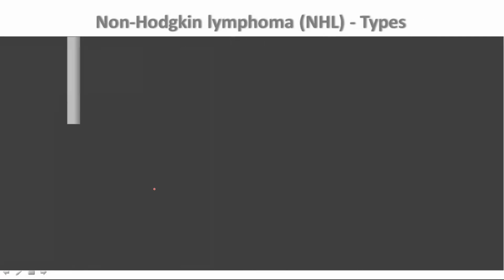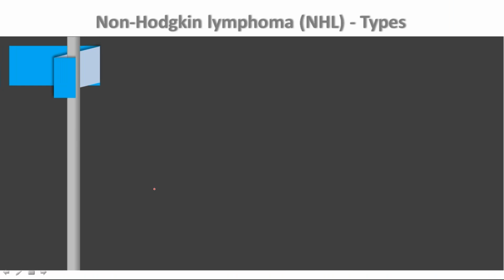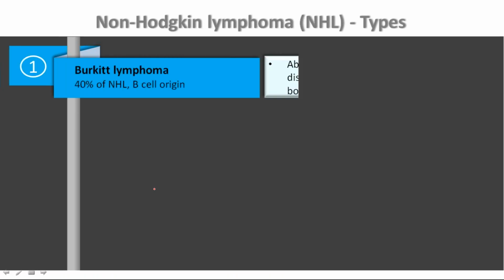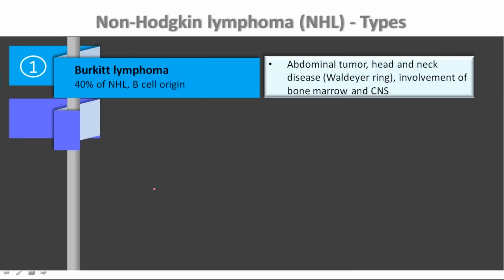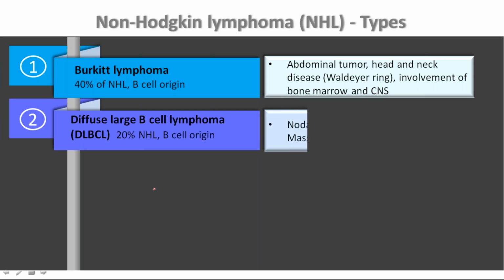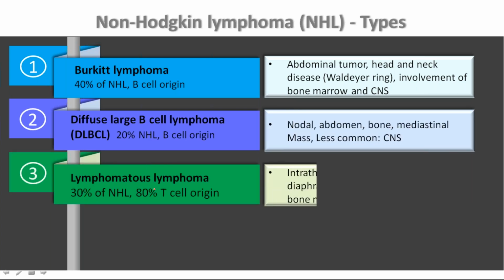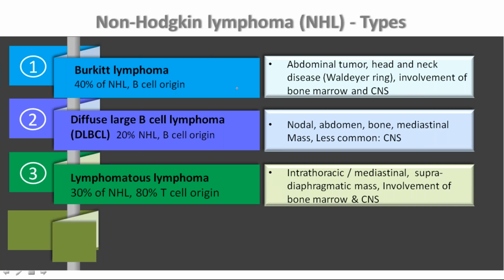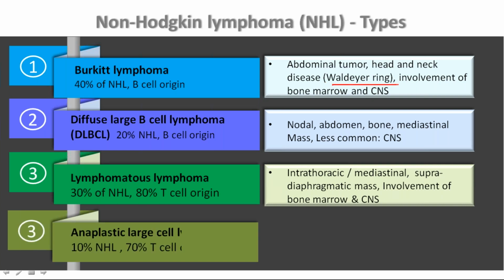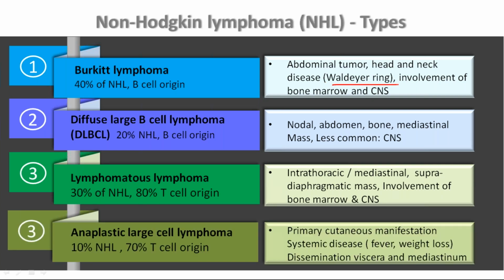Now we'll see the characteristics of each. Burkitt lymphoma is the most common variety, about 40% of NHL. As I said, it is of B cell origin and characterized by abdominal tumor and head and neck tumor, especially the Waldeyer ring around the neck. Involvement of bone marrow and CNS is common with this. This is the characteristic of the first type, Burkitt lymphoma.